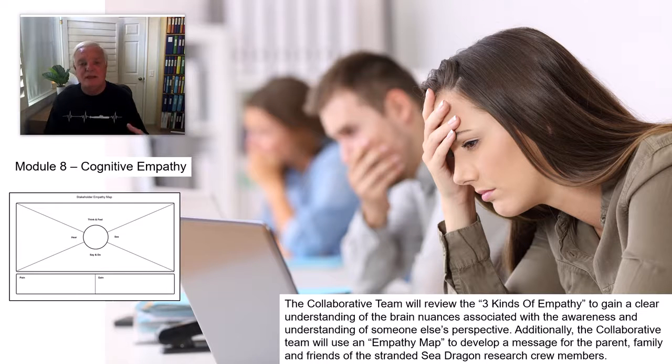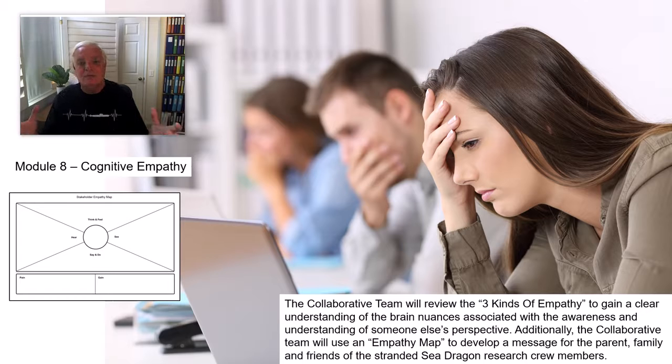Now finally, we're going to have you work on cognitive empathy. So in Module 8, we're going to need you to be able to understand empathy. You're going to have to be able to put out an empathetic message, and to be able to do that, that means you really need to understand those 3 kinds of empathy that are focused in your brain. We're going to have you actually create what we call a stakeholder empathy map.